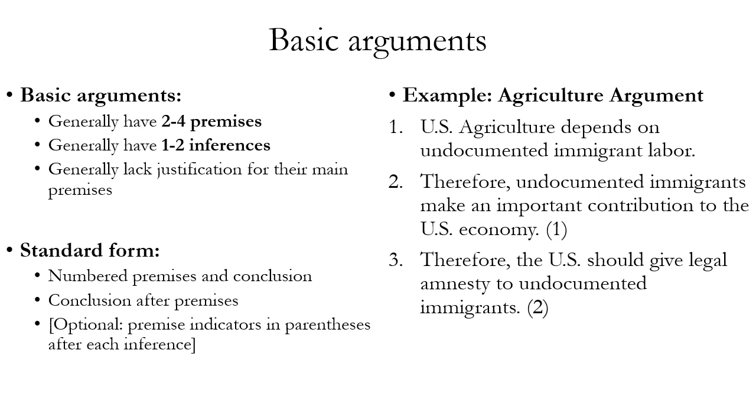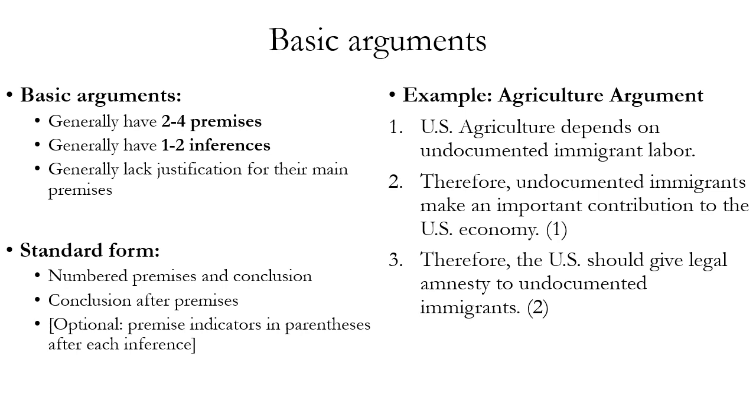So here's an example of a basic argument related to the issue of what should the U.S. immigration policy be. U.S. agriculture depends on undocumented immigrant labor. Therefore, undocumented immigrants make an important contribution to the U.S. economy. Therefore, the U.S. should give legal amnesty to undocumented immigrants.